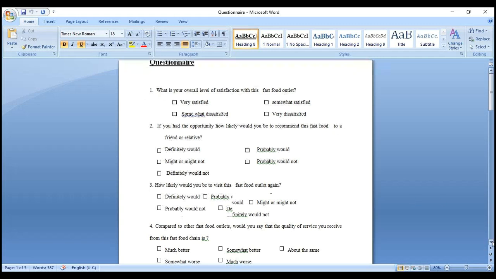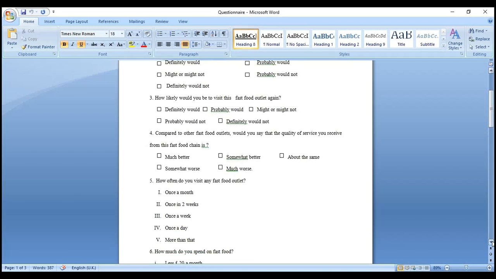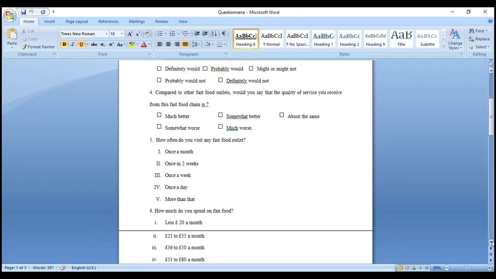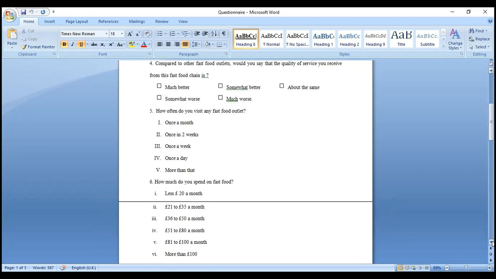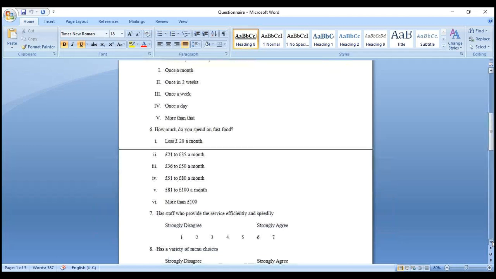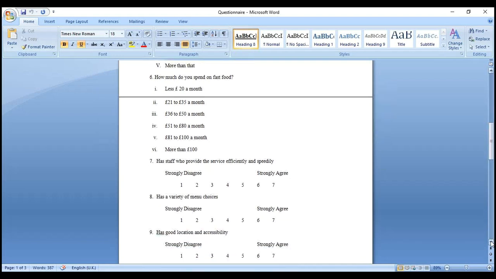So you will be giving them options so somebody can pick an option and then we can measure the result as well. How likely would you visit this fast food outlet again? These also have options. Compare the fast food outlet: would you say the quality of the food you receive from this fast food chain is much better? Now you're comparing. How often do you visit? Once a month, once a week? How much do you spend? We're not asking for a specific amount. We are saying less than 20. You can give them groups. You can make a cluster of it, and it's good to ask that.